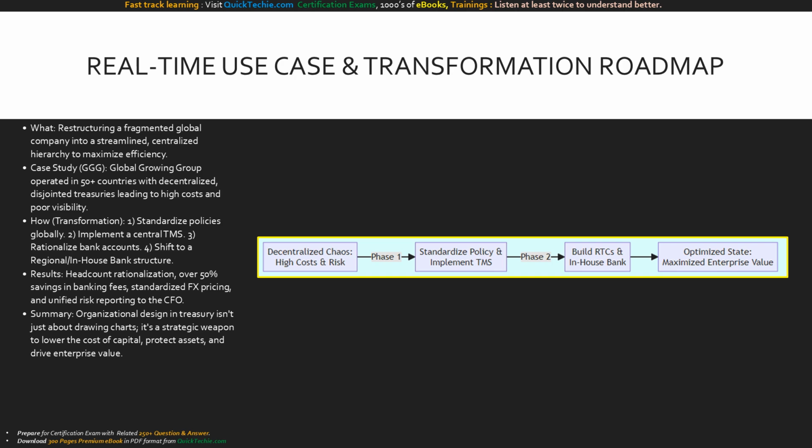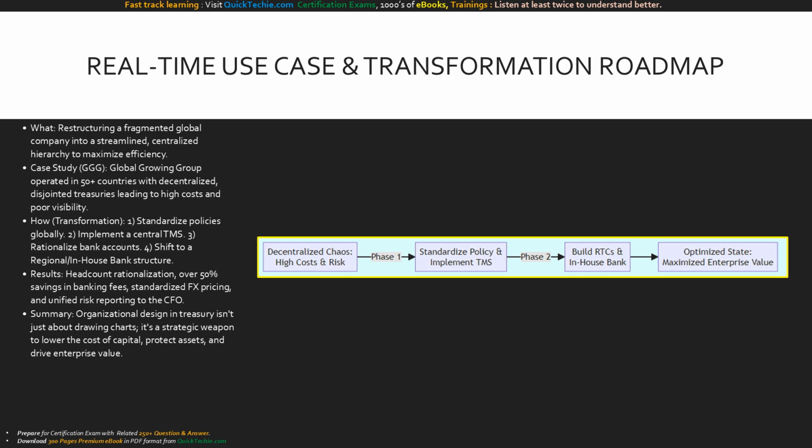First, they standardized global policies. Next, they deployed a unified treasury management system. Then, they drastically reduced their bank accounts and shifted to an in-house bank model supported by regional centers. The results were staggering. By restructuring the hierarchy, they achieved a 50% reduction in banking fees, streamlined headcount, and finally gave the CFO total control over global risk.